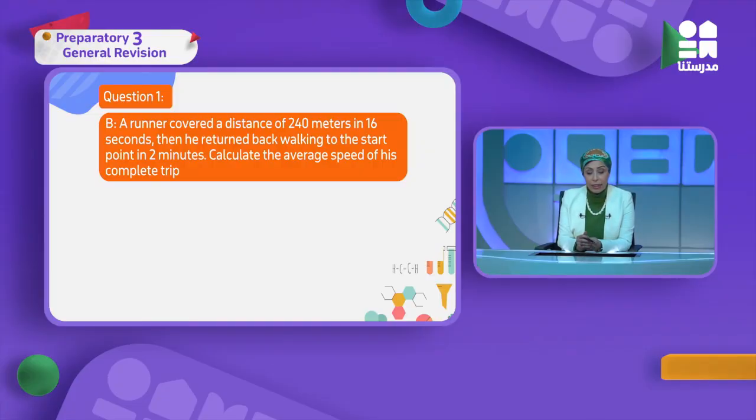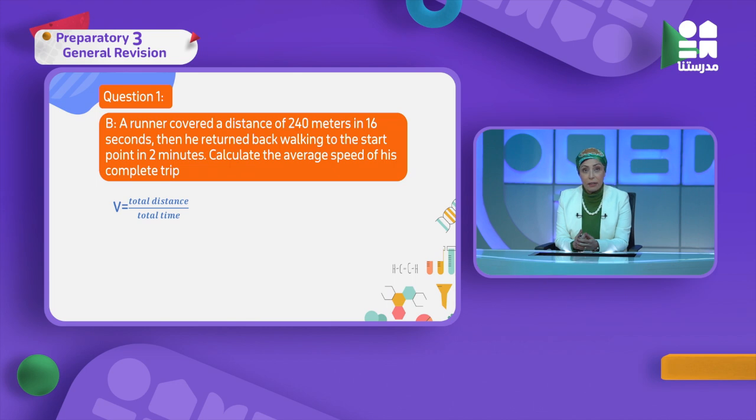A runner covered a distance of 240 meters in 16 seconds. Then he returned back walking to the starting point in 2 minutes. He walked a distance in a certain time and then returned back in 2 minutes. Calculate the average speed of his complete trip. So at the beginning I have to get my data and put the rule. The rule says: average speed equals total distance divided by total time.